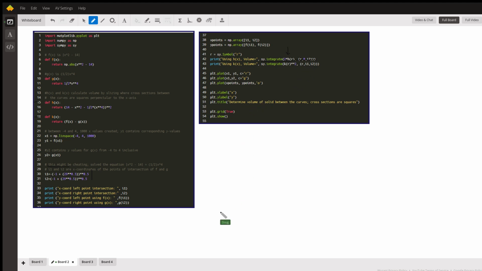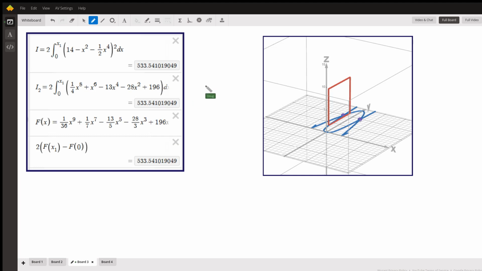If we go to board 3, here's what I did on Desmos when I treated this as a calculus problem. So we're going from 0 to, this was actually x sub 1 right here. But you can see we get the same answers on Desmos. And this is what we mean by the typical square. If I let this graph go from left to right, the square gets bigger and smaller again.